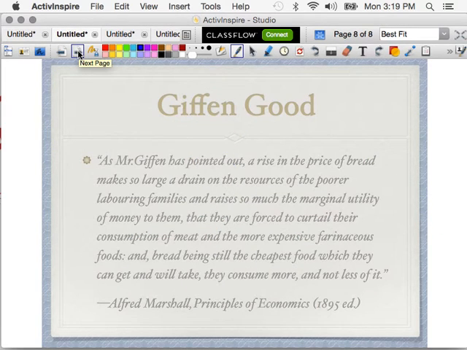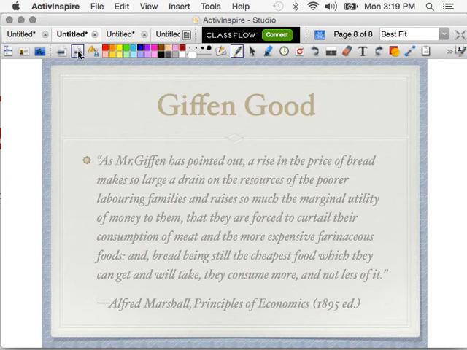Very last thing, you should know what a Giffen good is. It's when you have upward sloping demand. It's very rare. This is from Alfred Marshall. As Mr. Giffen has pointed out, a rise in the price of bread makes so large a drain on the resources of the poorer laboring families and raises so much the marginal utility of money to them that they're forced to curtail their consumption of meat and the more expensive farinaceous foods, and bread being still the cheapest food which they can get and will take, they consume more, not less of it.